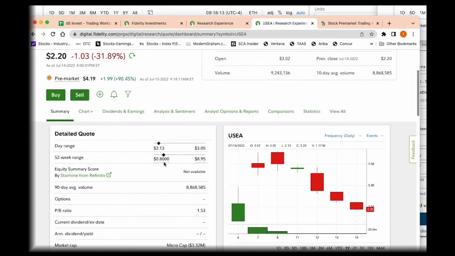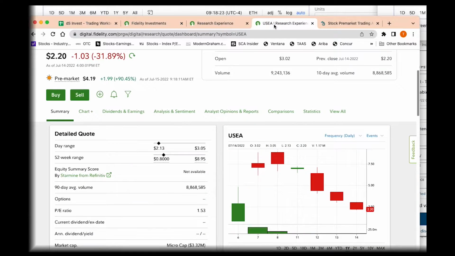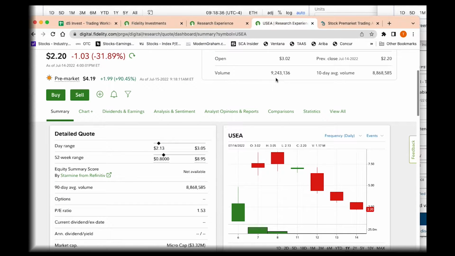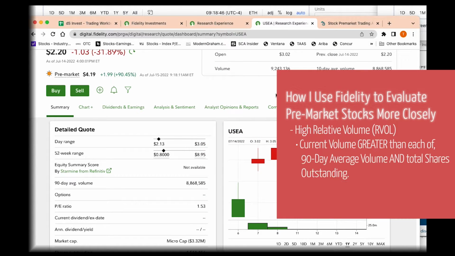And what I like to see is, and now you can see the difference sometimes between the Market Chameleon, which refreshes every 15 minutes, versus a more current update on Fidelity, which is we go from a total stock volume, volume traded of 7.2 million to 9.2 million. So already that's a nice bump above the $1 million mark that I like to see.